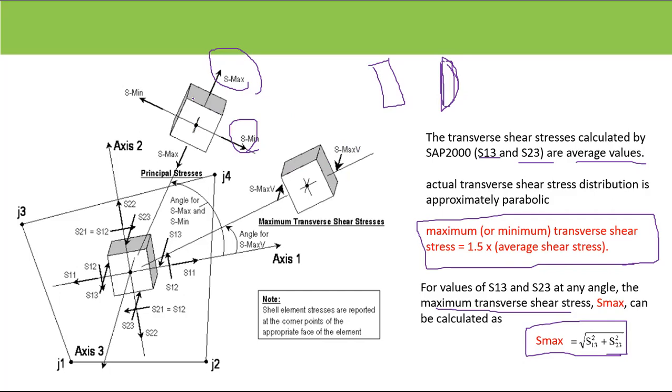So this is the rotation of the element such that you get the principal stresses, right? Not along the local axis directions, right? So these are the outputs along the local coordinates, right? This is the principal stresses. This is the maximum transverse shear stresses, right?